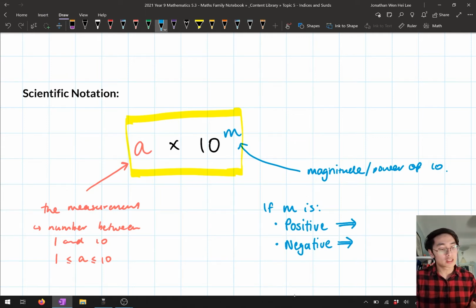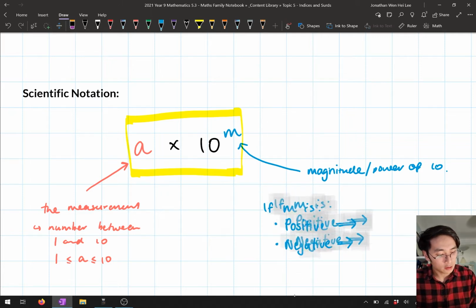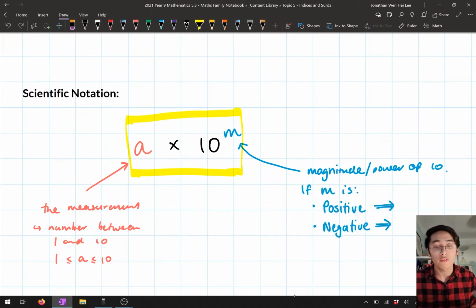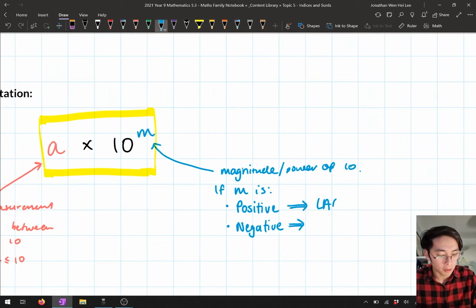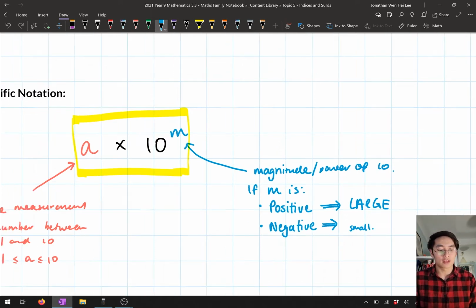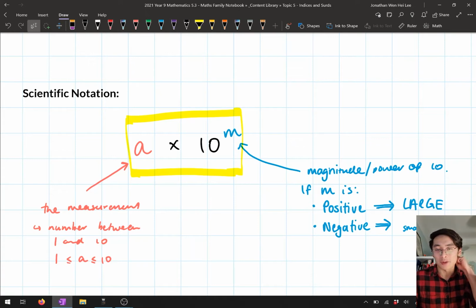The way we can tell is we check the value of m. If m is positive, that means we have a very large number. We'll go through the two examples up above. Or if it's negative, that means it's a very small number. So m just tells us the power of 10, and where our measurement is, whether it's a big number or a small number.